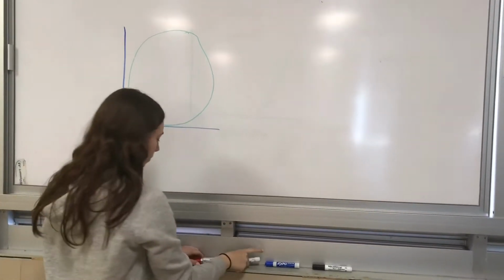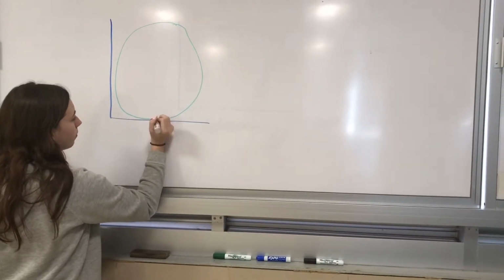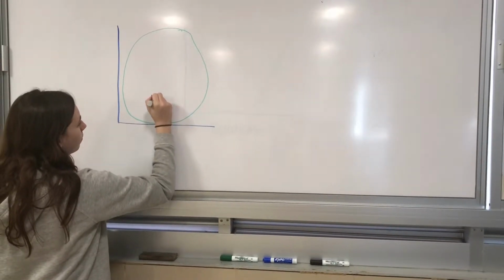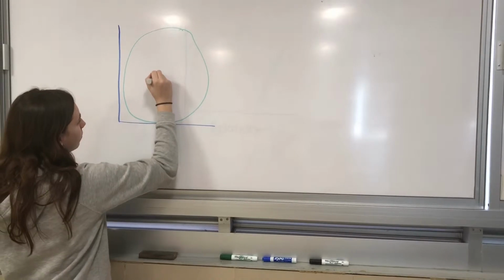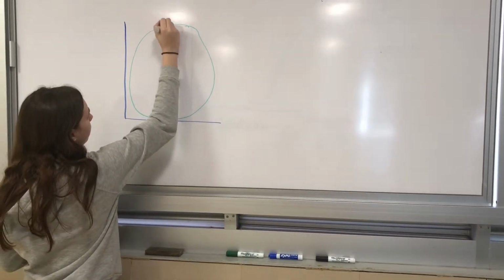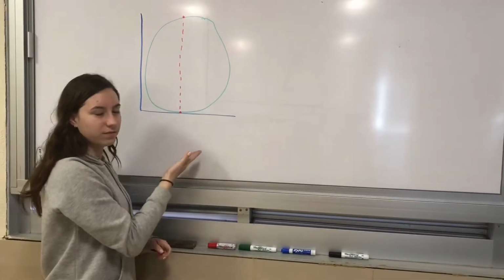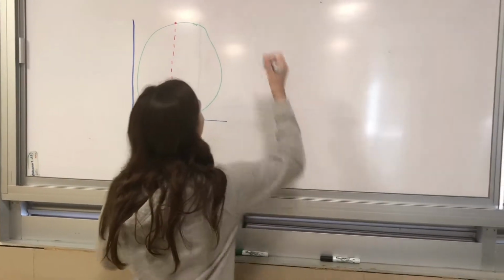When you have the graph, you need to draw a vertical line to see if the line touches 2 or more times, so it can be a relation. And if it doesn't touch, it is a function. In the first example, you can see that it touches 2 times, so it's a relation.